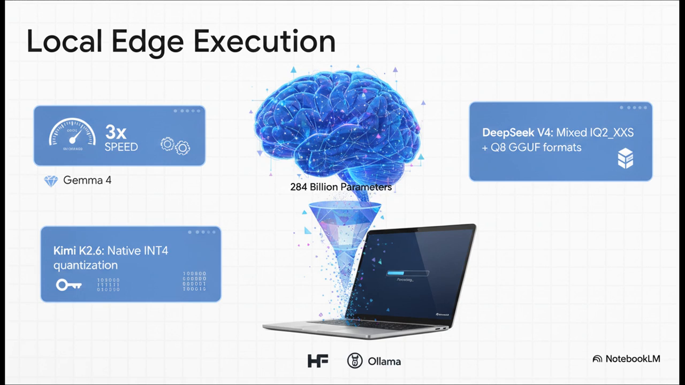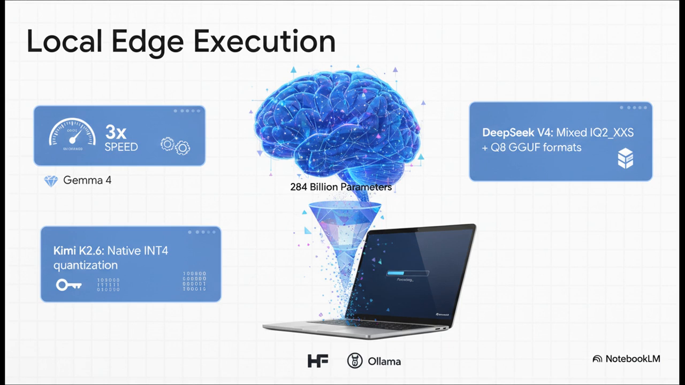Just look at some of these techniques. Google's Llama 4 uses multi-token prediction or MTP drafters. This is a speculative decoding trick that decouples generation from verification, literally giving a 3x speedup on local edge devices without sacrificing reasoning quality. Then you have Kimi K2.6, which uses quantization-aware training to run natively in INT4 precision. That means you can run a frontier agentic model locally right on a MacBook using Ollama. No way we could do that a year ago.